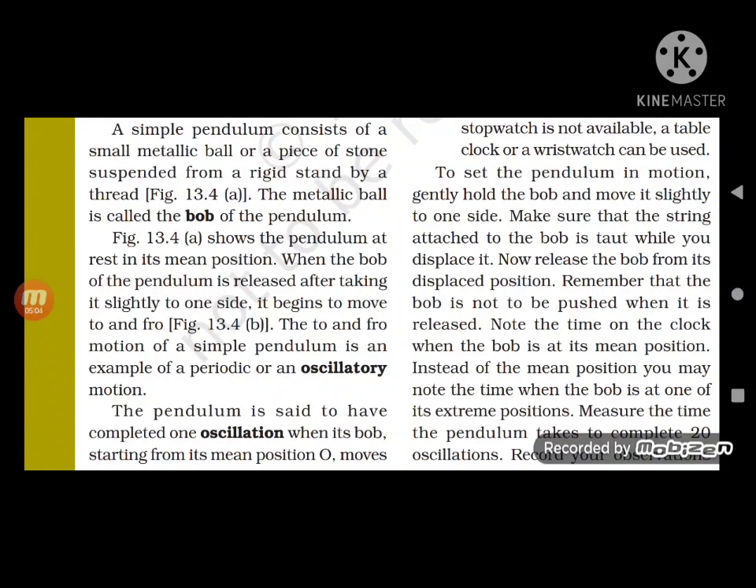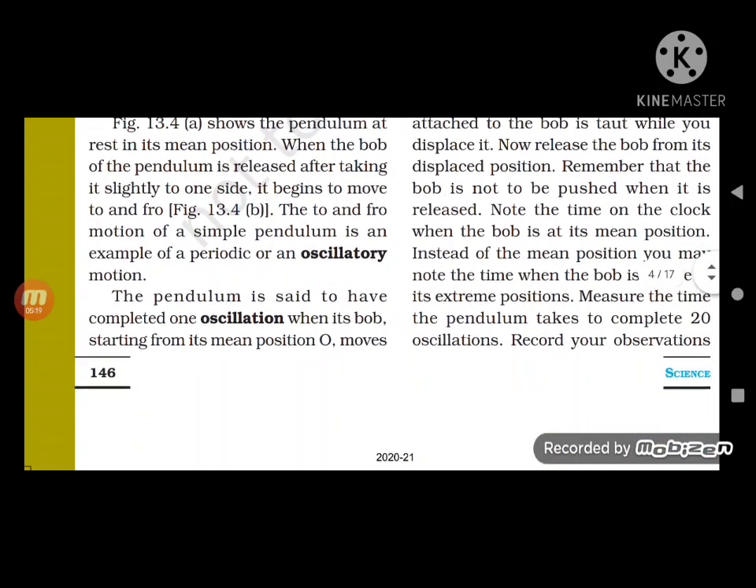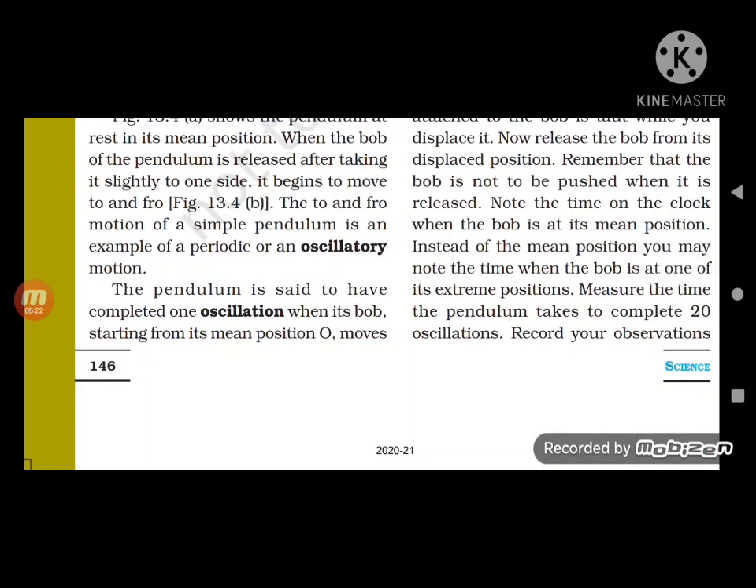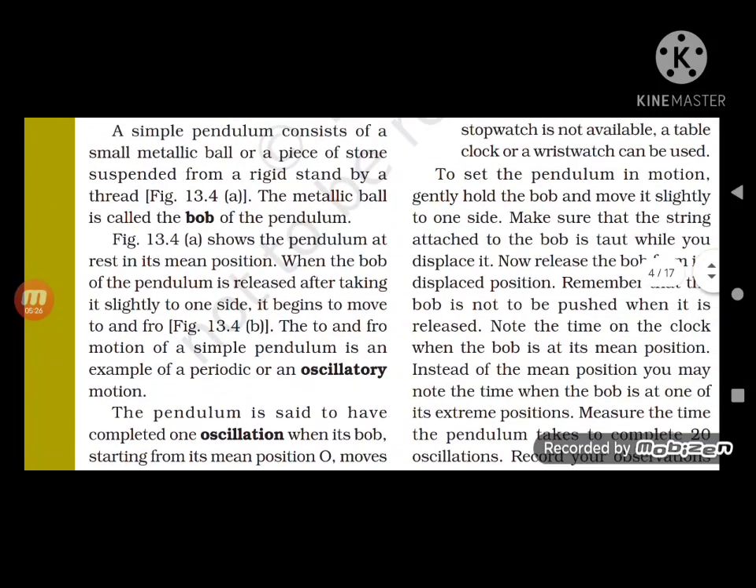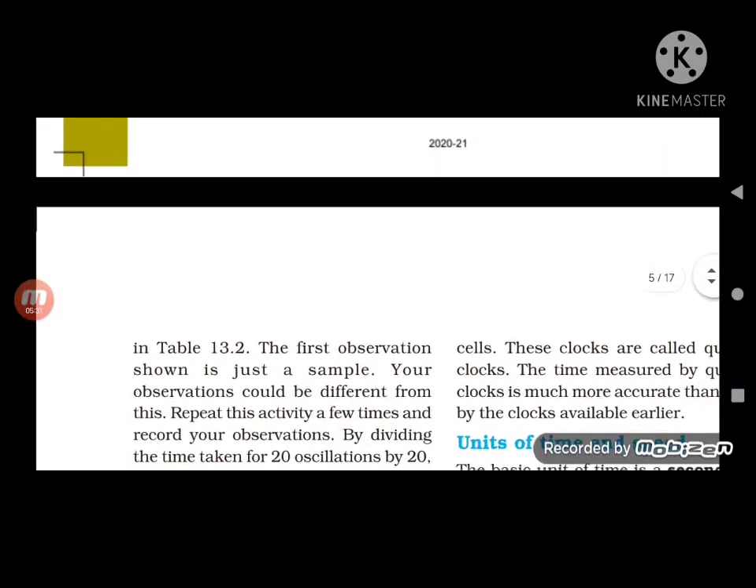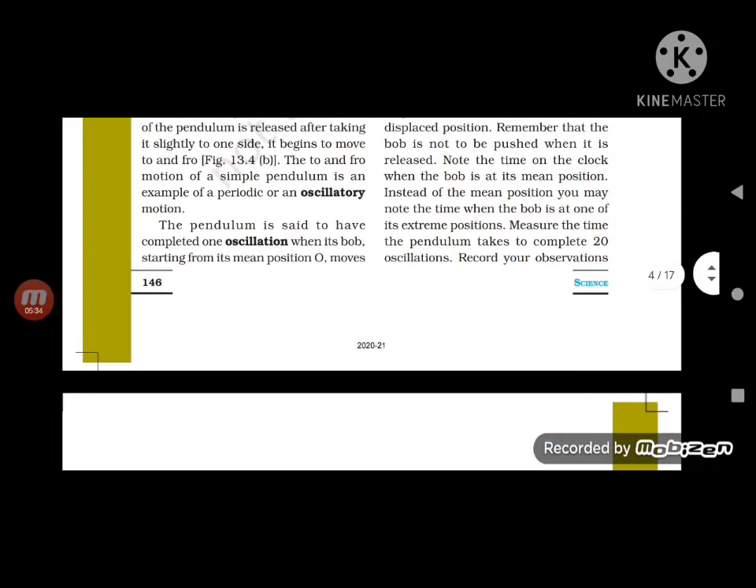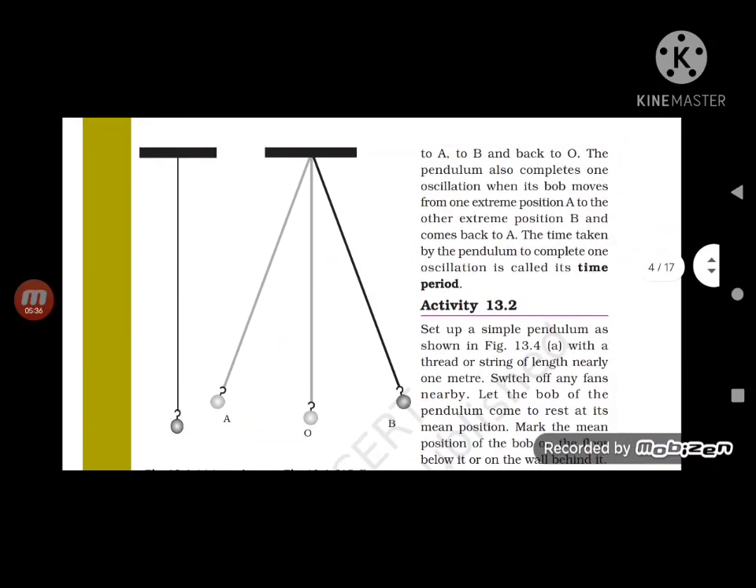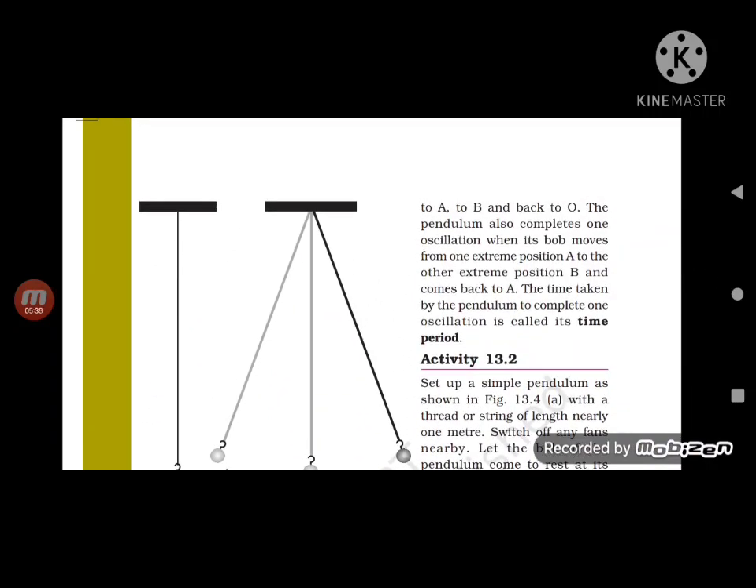The to and fro motion of a simple pendulum is an example of a periodic or an oscillatory motion. The pendulum is said to have completed one oscillation when its bob, starting from the mean position O, moves to position B, moves to A, then to B and back to O.